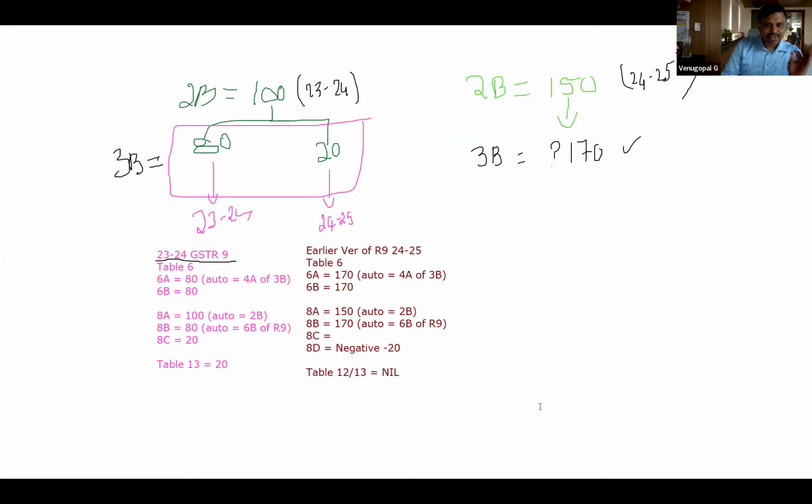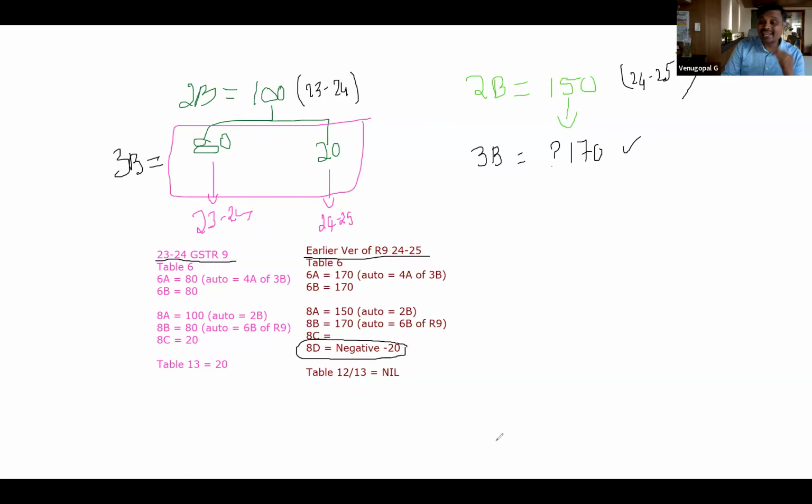Is this 24-25 ITC reporting clear to everyone? The issue that came up in this version was that the carry forward ITC was showing negative. We didn't know what to do or how to adjust. There was no clarity on what to do.